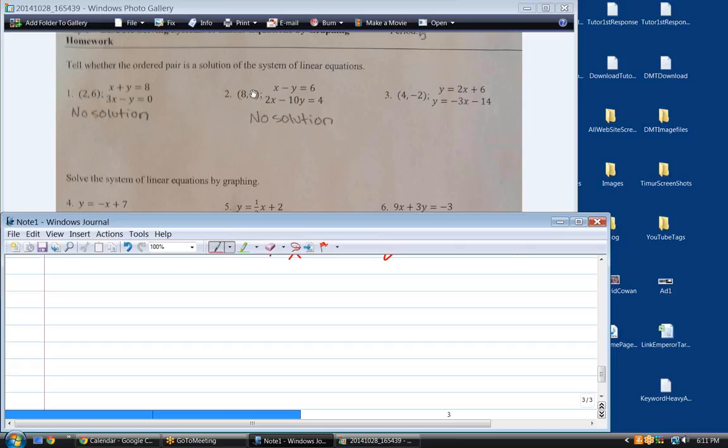Let's substitute it here and see if it works. So 8 minus 2 is 6. And then 2 times 8 is 16 minus 20. So no, that wouldn't work. So no is the answer here. Let's try it over here.